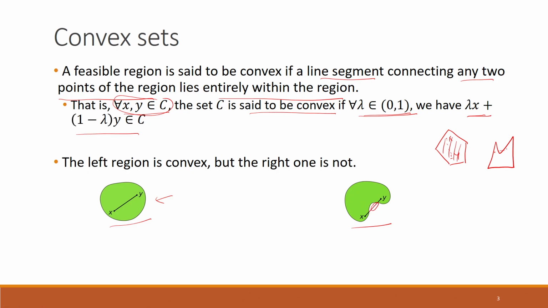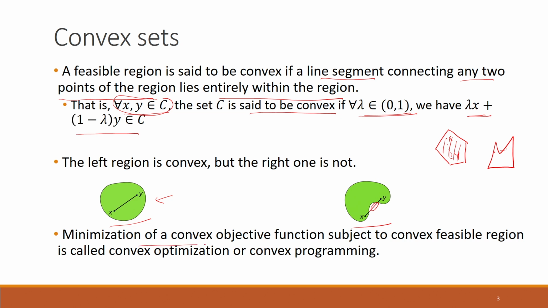So the minimization of a convex objective function subject to a convex feasible region is called the convex optimization problem or convex programming. In convex optimization, the objective function has to be convex, so we have seen what a convex function means, and the feasible region has to be also convex, which we have seen in this slide. Together, this is called a convex optimization.